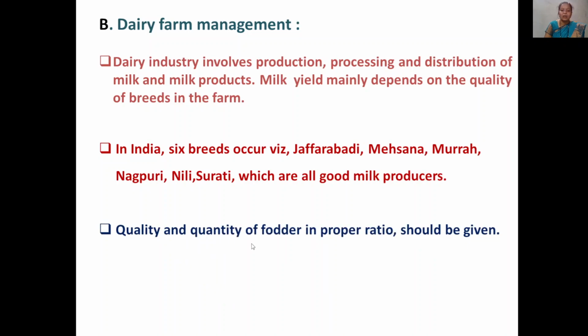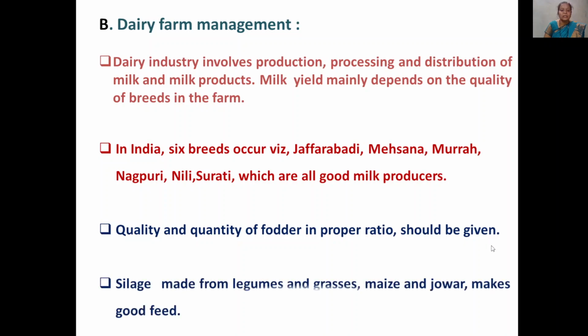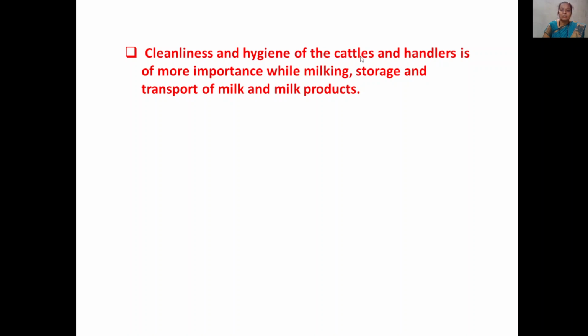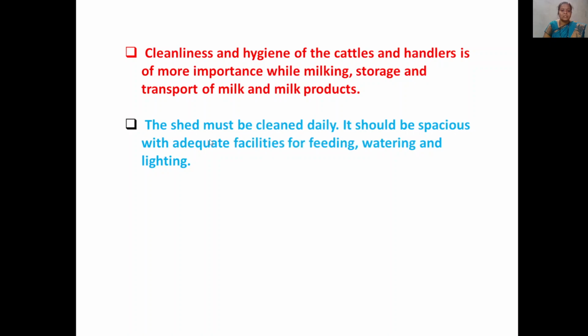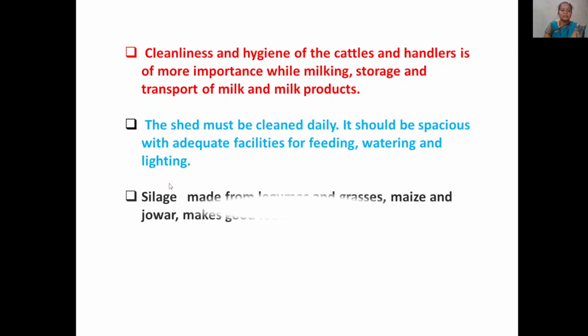Quality and quantity of fodder in proper ratio should be given. Silage made from legumes and grasses, maize and jowar, makes good feed. Cleanliness and hygiene of the cattle and handlers is of more importance while milking, storage and transport of milk and milk products. The shed must be cleaned daily. It should be spacious with adequate facilities for feeding, watering and lighting.